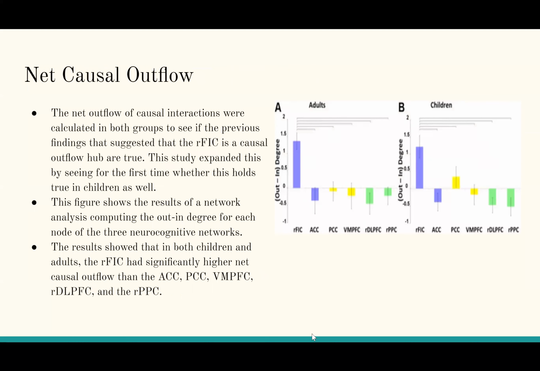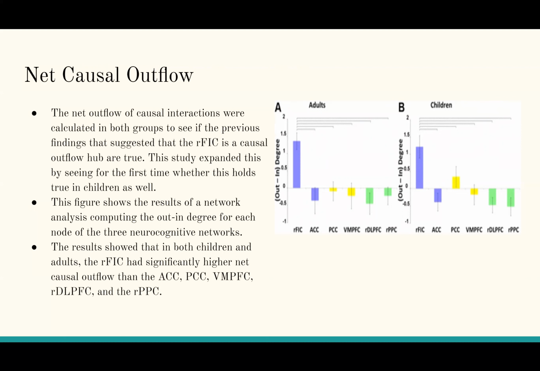And so as we look at this figure, the authors calculated the net outflow of causal interactions in both groups to see if the previous findings that suggested that the RFIC node is a causal outflow hub were actually true. One thing that this study expanded on was seeing for the first time whether this holds true in children. The figure to the right shows the result of a network analysis computing the out-in degree for each node of the 3 neurocognitive networks.